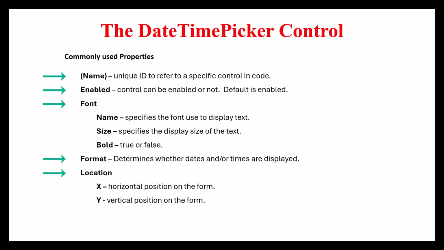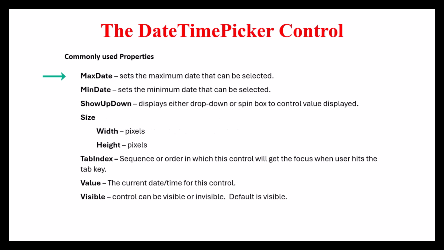Location. There's X and Y. These are the horizontal and vertical positions on the form. Max date. This property sets a maximum date that can be selected. Min date. This sets the minimum date that can be selected. Show up down. This displays either a drop down or a spin box control to control the values displayed. Size. There's width and height in pixels.